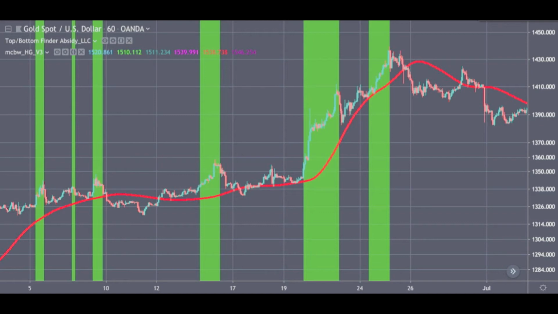By just using the Best Holy Grail Indicator version 3 by MCBW_ on TradingView, we could have just waited for price to cross under the red line after or while the Top and Bottom Finder by Absidy LLC was signaling. If we did this, we actually would have then entered short 3 possible times.